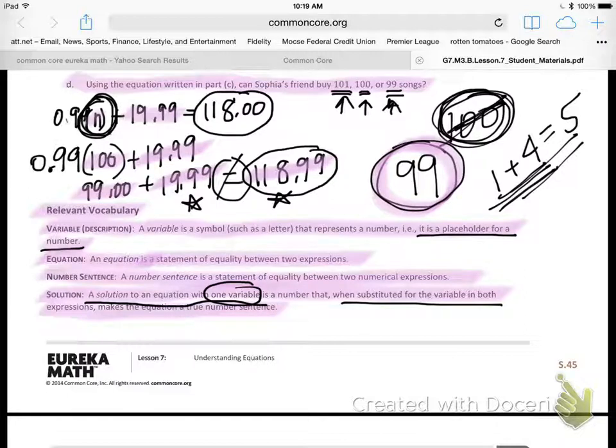Okay, when we substituted 100 for n, it did not work out because it did not equal 118, it equaled 118.99, so that was not a solution. If we went ahead and plugged in 99, we would find out that it did work, therefore it would be a solution. So it makes the equation a true number sentence.